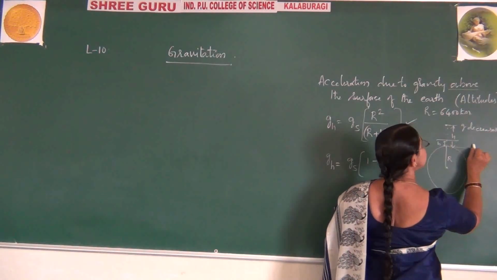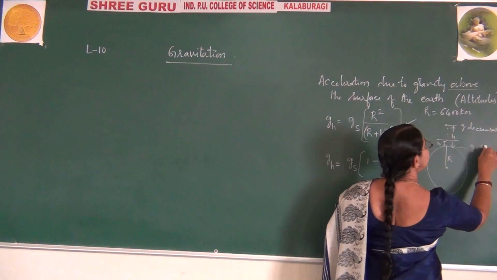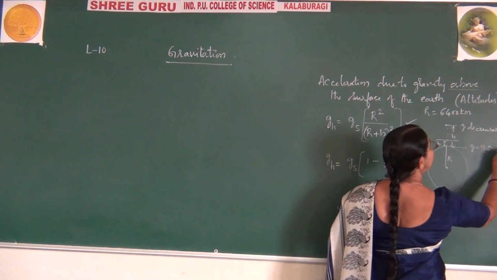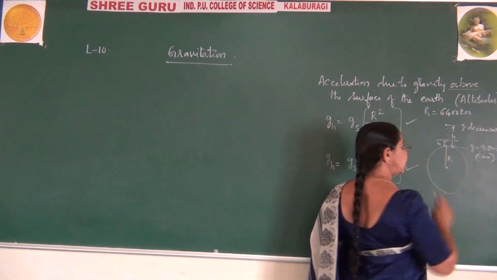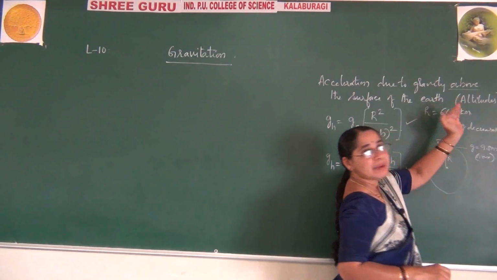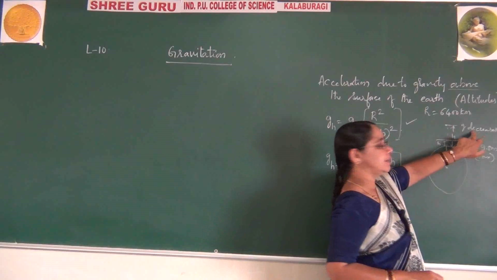Exactly on the surface, g is nothing but 9.8 meters per second squared. It is maximum at this position. So at this surface it is maximum. When it goes up, as the height increases, g decreases.